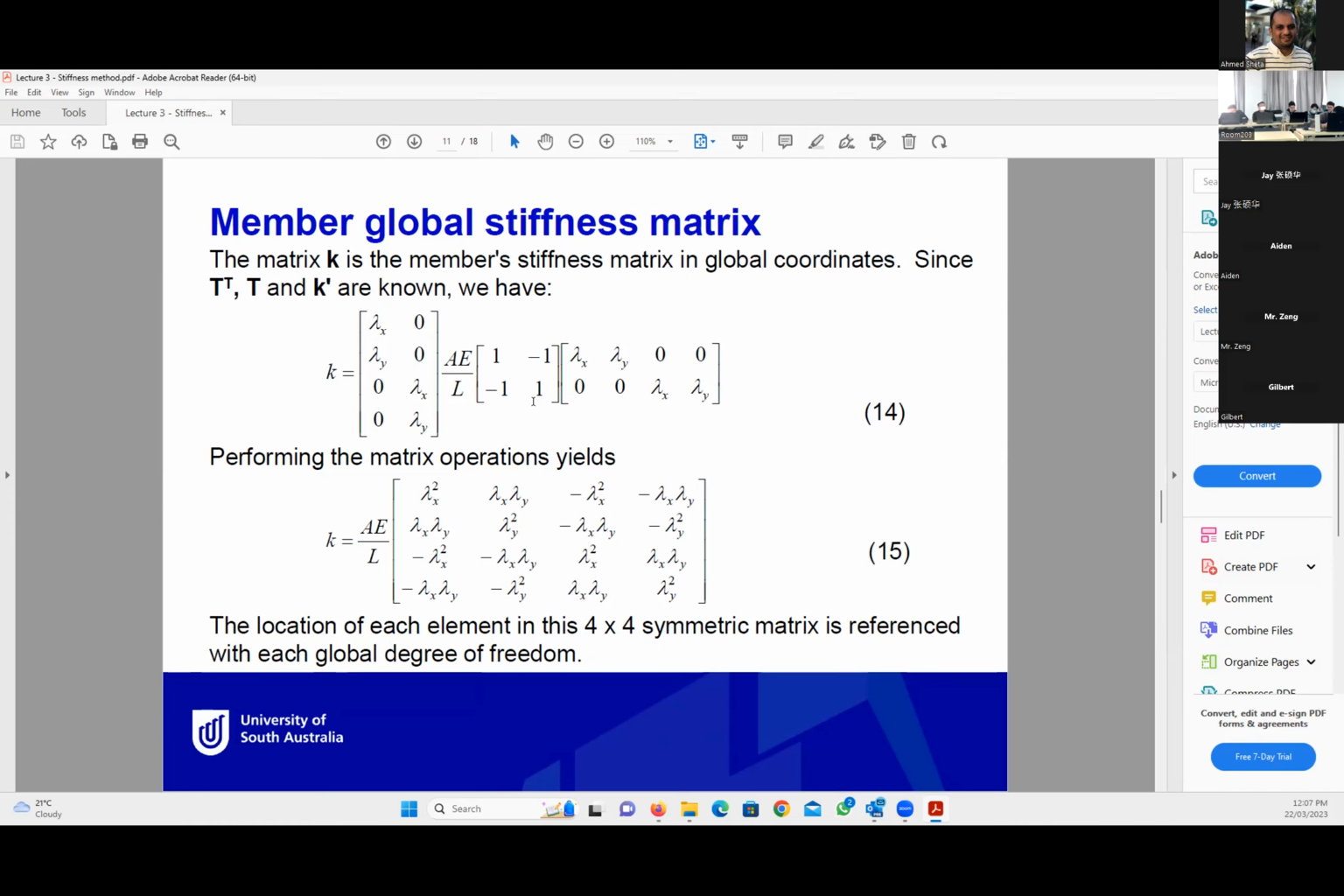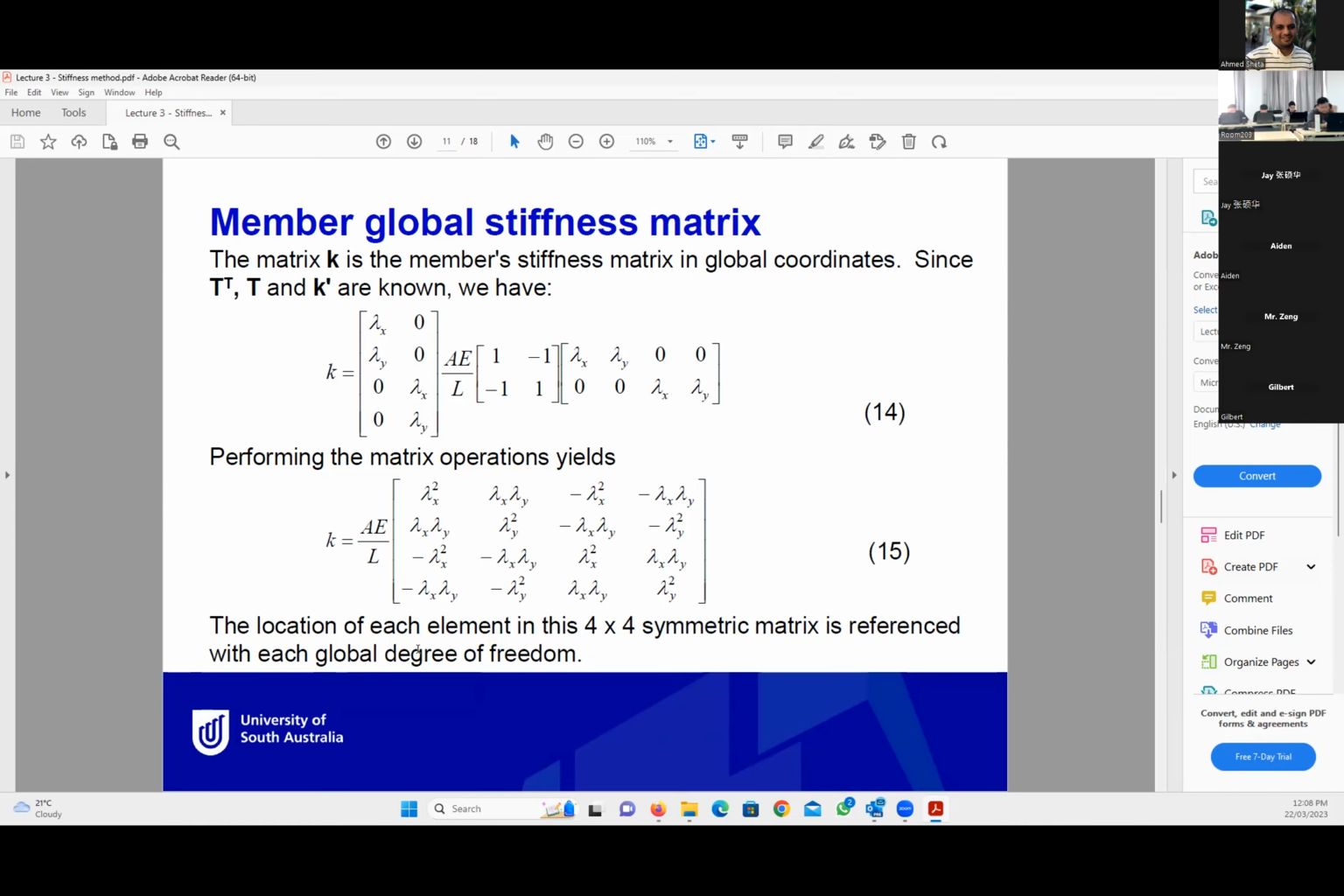This matrix multiplication needs to be done in two steps. If we call these A, B, C, maybe we do A times C first, and then the product we multiply by A. So the final result for this matrix is K equal to AE by L times lambda x squared, lambda x lambda y, negative lambda x squared, negative lambda x lambda y, and so on.